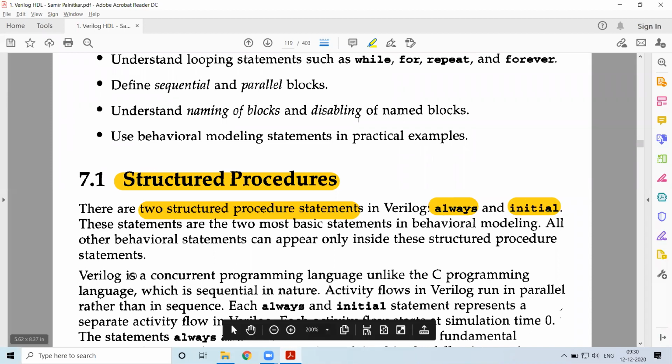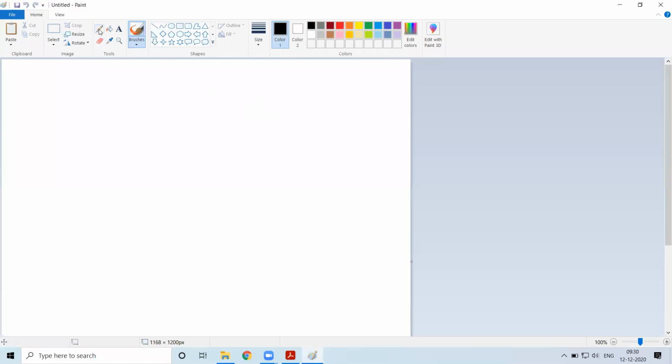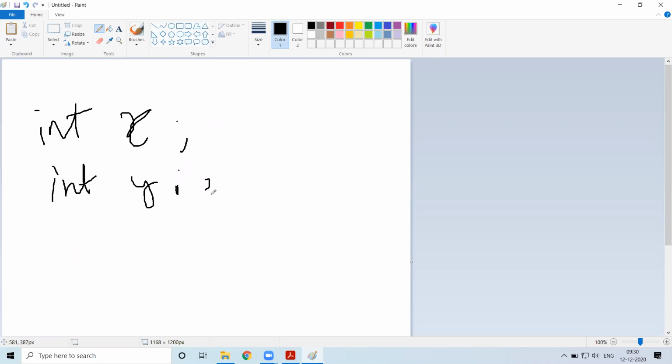Now, another thing to note down is Verilog is a concurrent programming language, whereas C programming is sequential. That is, if I write statements in C programming, how are they executed? For example, I write int x, then I write int y, and then here I can have z.